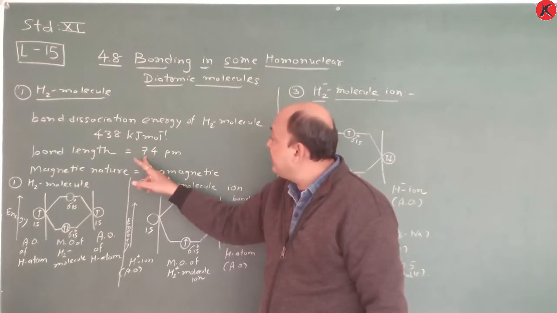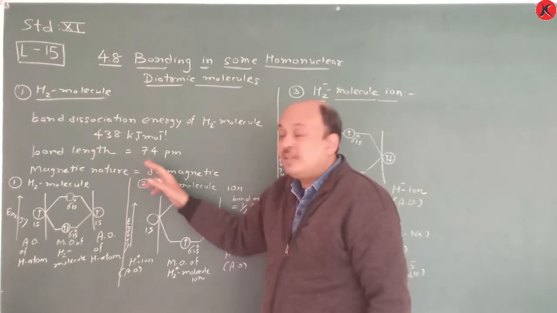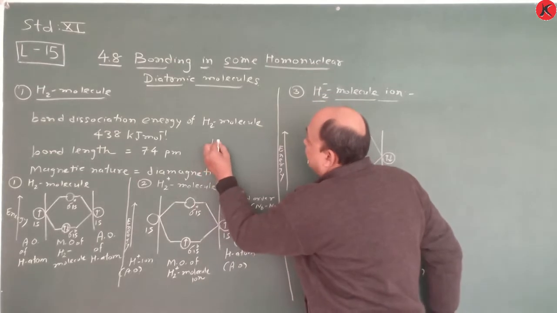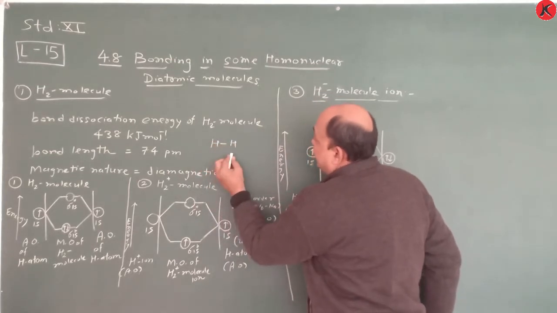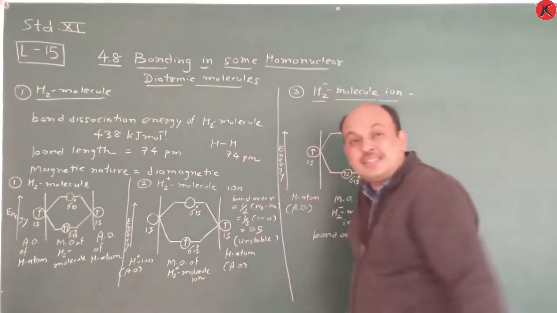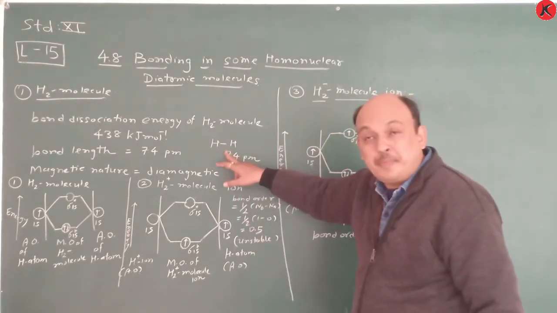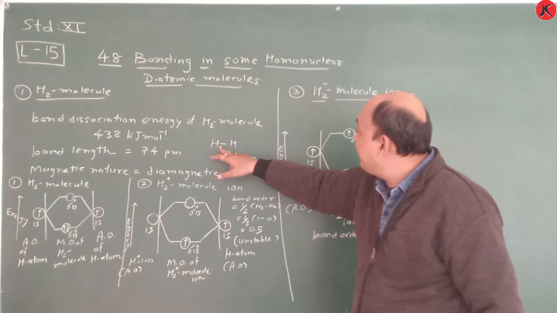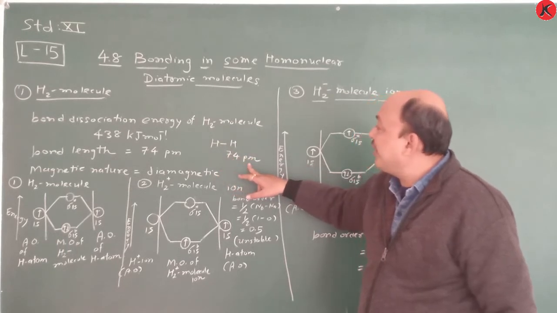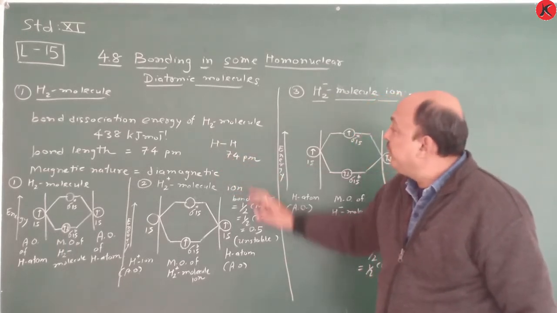The bond length is equal to 74 picometer. So remember, since only a single bond is present between the hydrogens, the bond length is very small, 74 picometer. Is it clear? 74 picometer. So here one bond is present, and this bond length is 74 picometer.